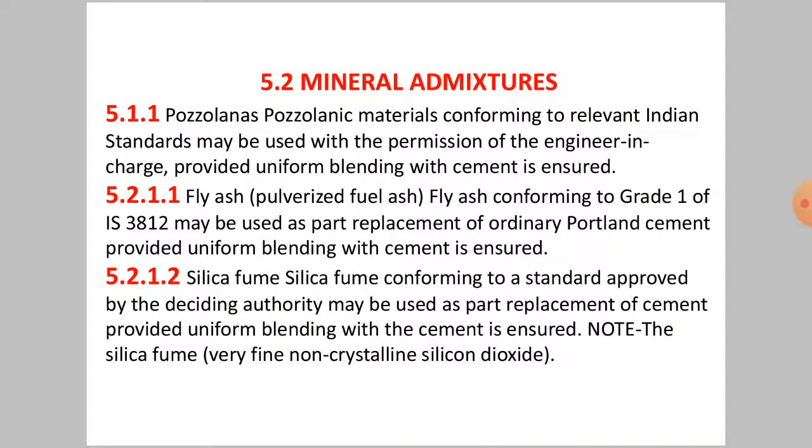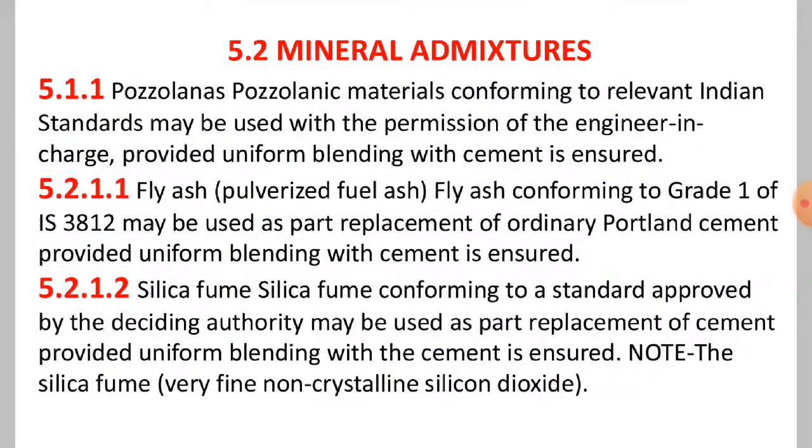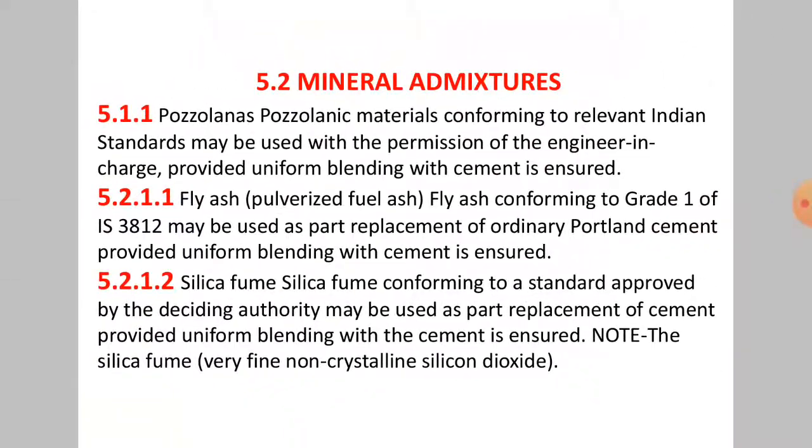After the IS codes, we go to the mineral admixtures. Pozzolana, Portland or pozzolanic material conforming to the relevant Indian standard may be used with permission of the engineer in charge, provided uniform blending with cement is ensured. Fly ash, which is also called pulverized fuel ash, conforming to grade 1 of IS 3812 may be used as a part replacement of ordinary Portland cement, provided uniform blending with cement is ensured.